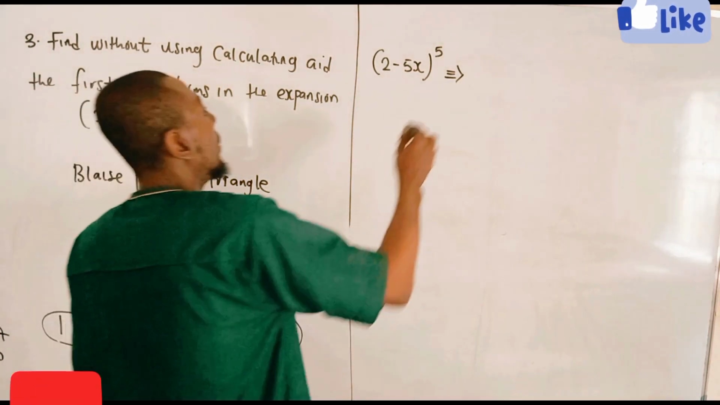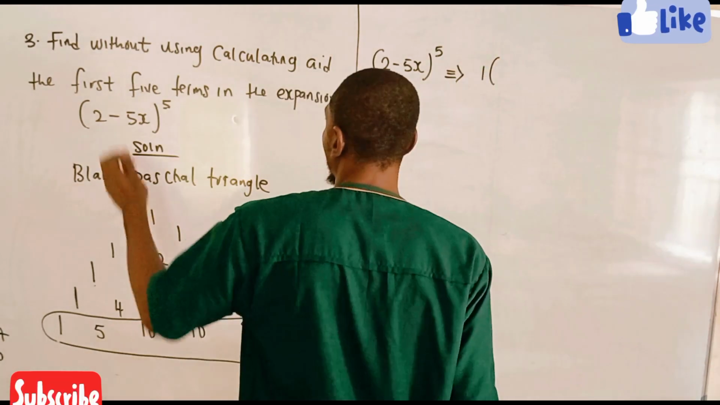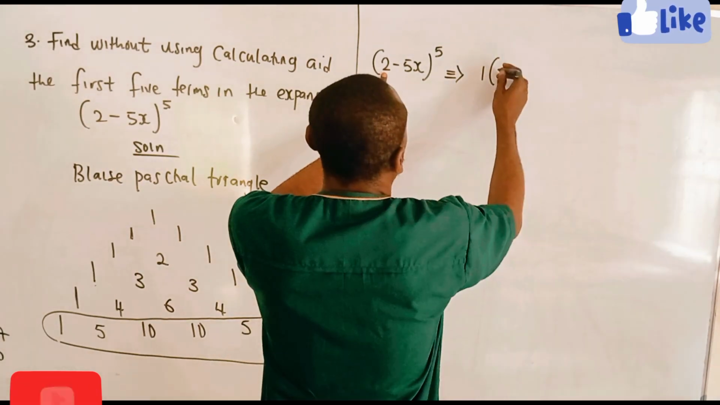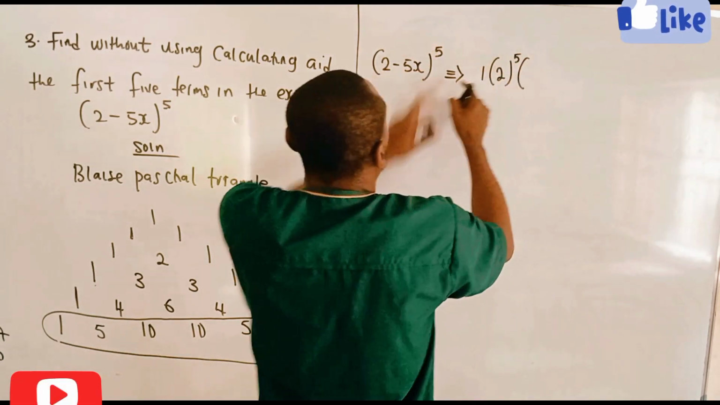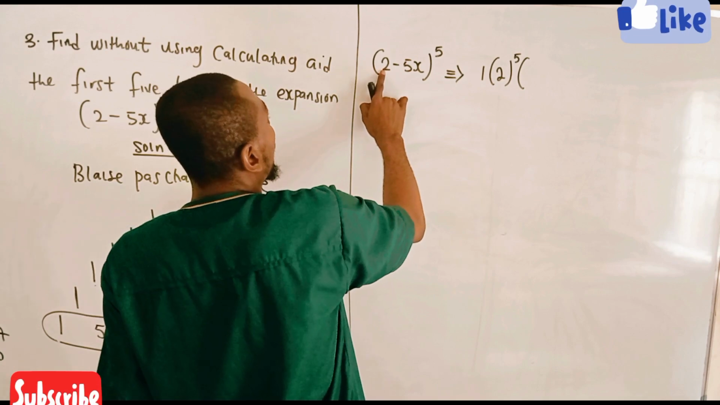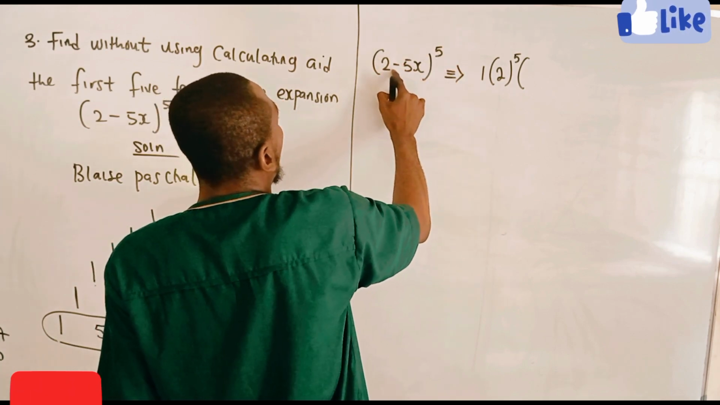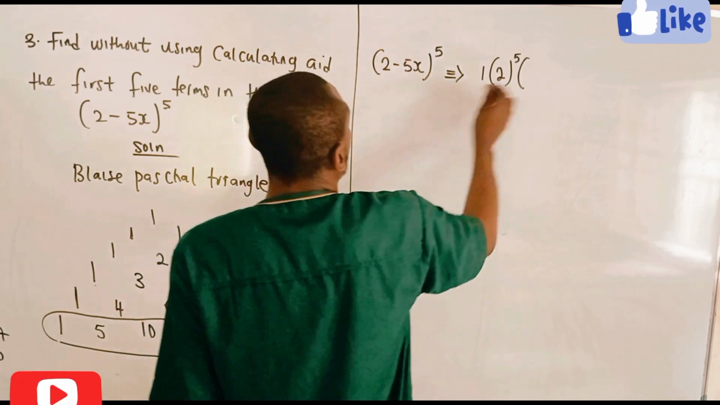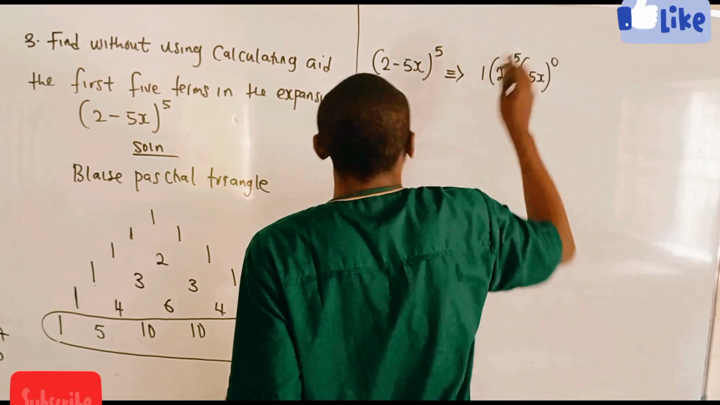So we have 1 into, then the number we have here is 2. We have 2 raised to the power 5, followed by, of course, we start with the first one raised to the power 5. Then the second term there is minus 5x, so we have minus 5x but raised to the power 0. That's how to do it.